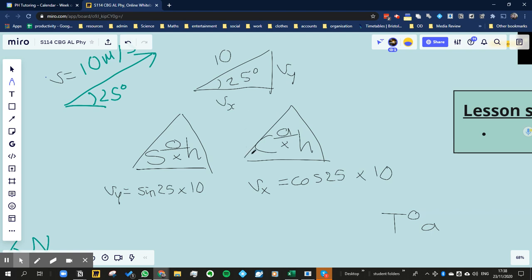Now, by the way, you can do perpendicular components. They don't have to be horizontal and vertical, okay? But usually they are. So these are what two perpendicular vectors would add up to produce 10 at 25 degrees to the horizontal. That's what these components mean. These are working out your horizontal component and your vertical component.